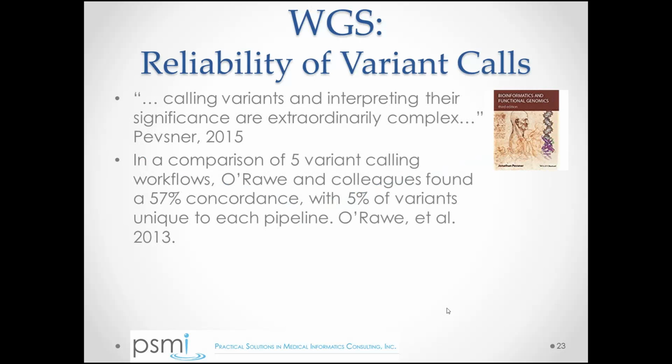This bioinformatics textbook, I just pulled this quote out only because it was the only time he used the word extraordinary in the whole book. And so many things are extraordinary when it comes to genetics. But he says that calling variants and interpreting their significance are extraordinarily complex. And then another interesting article in 2013, this guy compared 5 variant calling workflows and found only a 57% concordance with 5% of the variants unique to each pipeline.